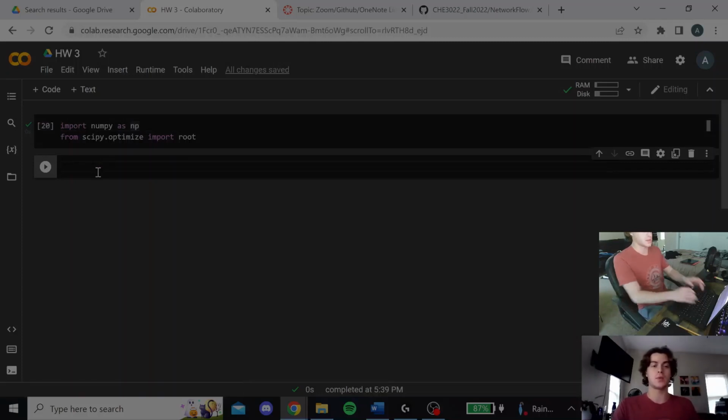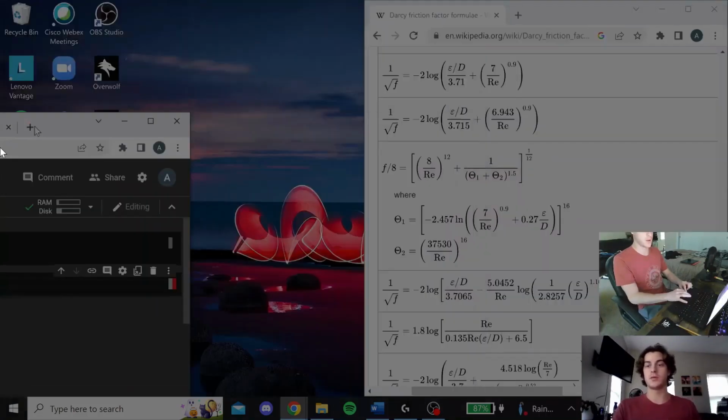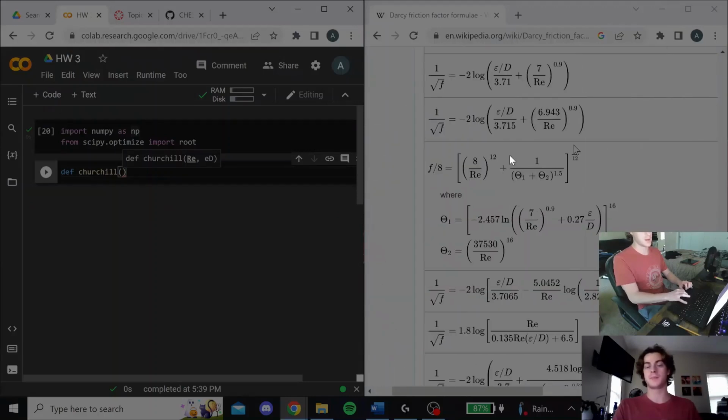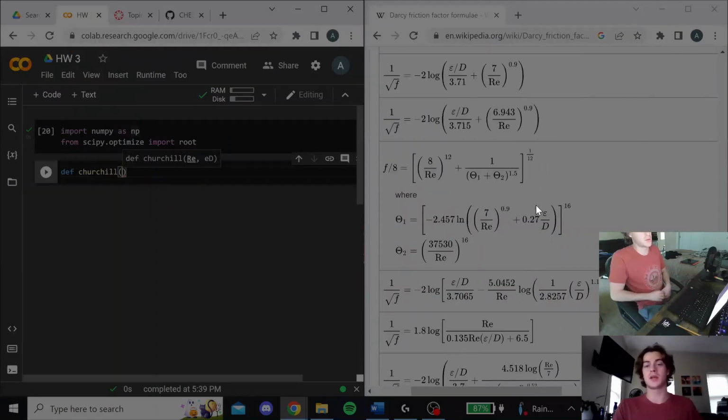Like I said, the first function is going to be computing the friction factor, and we are going to do that using Churchill's equation. If we take a look at Churchill's equation, I have it pulled up right here. It is just one of the equations that can be used to compute the friction factor. There are many other ones, but we're using this one because it's probably one of the most accurate, and it can be applied to laminar and turbulent flow. I'm just going to go ahead and copy this over.